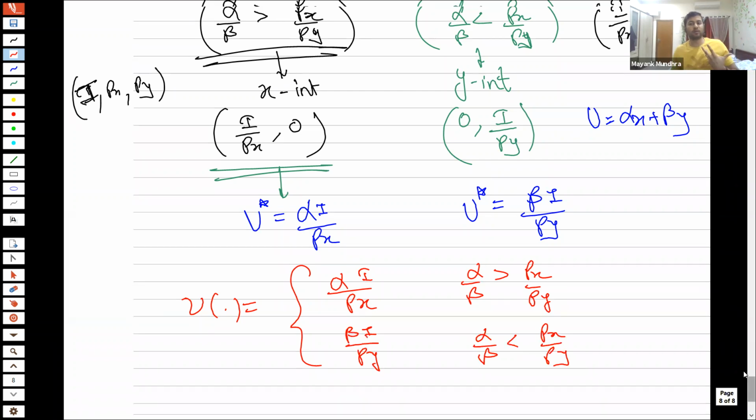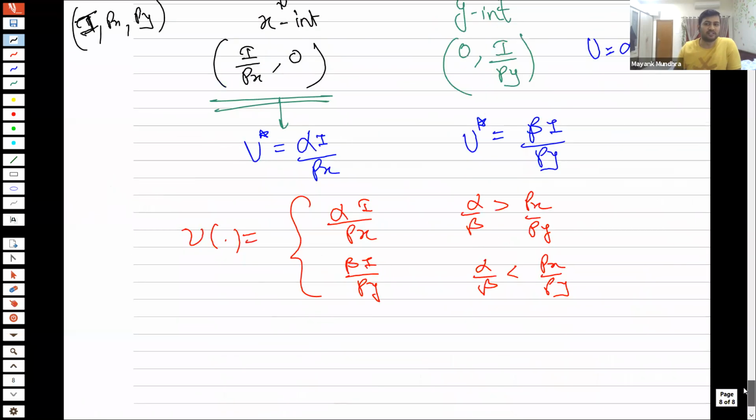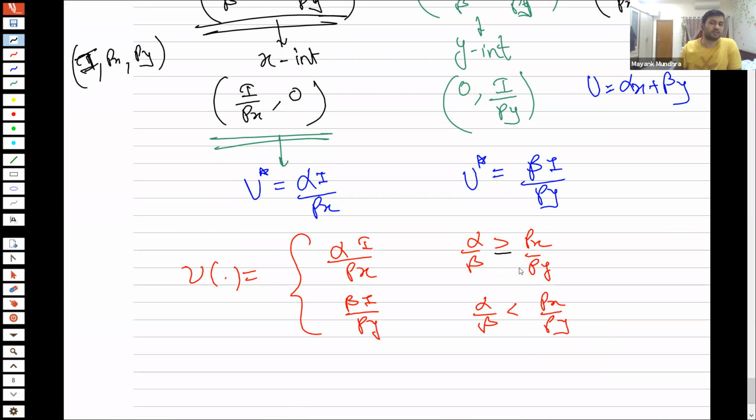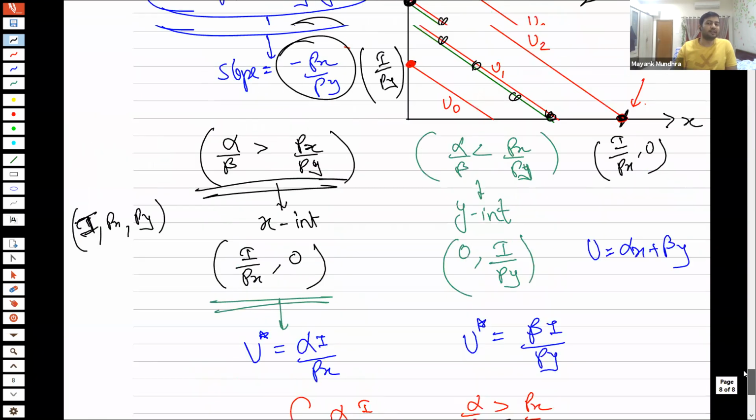And in case of equality, the case of equality is very simple. That is a case where the budget line is parallel to one of the indifference curves. So in that case, you consume here or here or here, everywhere you're on the same indifference curve. So in case of equality, you can go to any point on the budget line or you can go to any of the intercepts. It makes no difference. So I'll just put equality in any of these two cases. I can write the final answer like this, or I could write it like this. It will not make a difference. Okay. So this is how you write the indirect utility function.